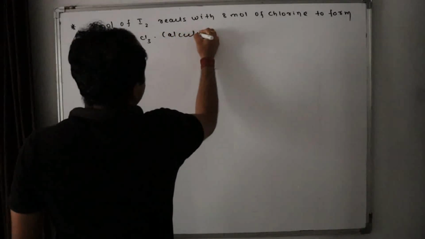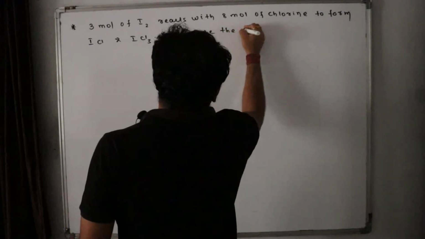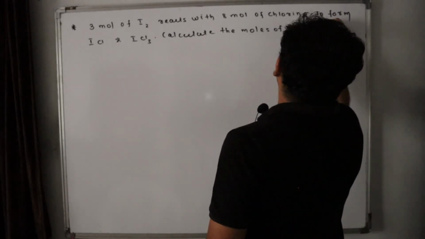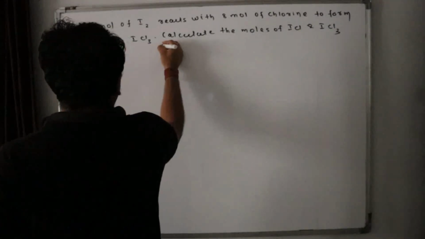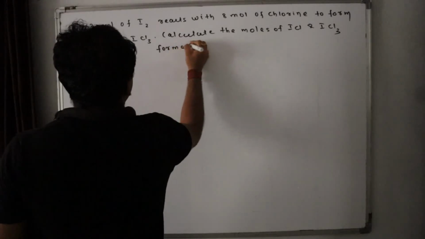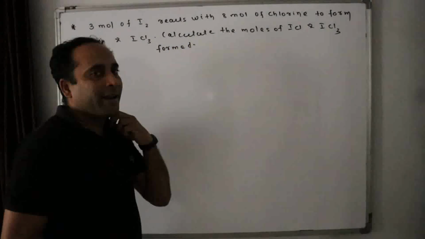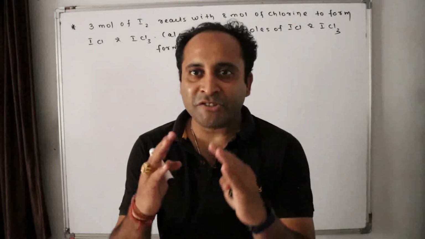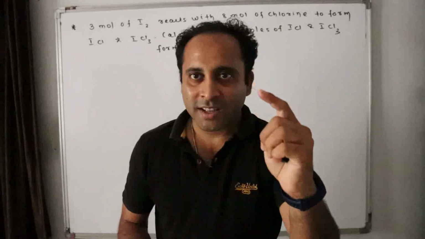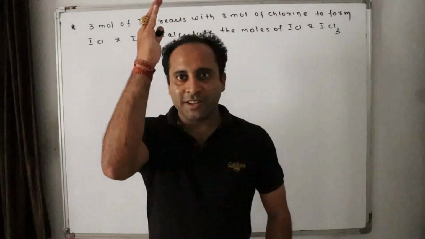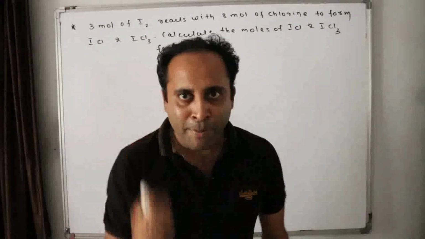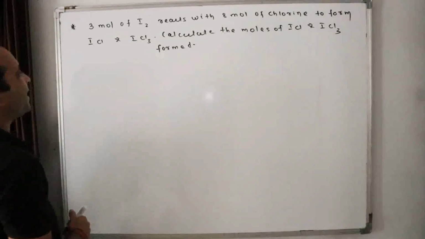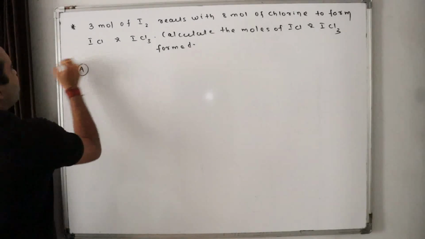Calculate the moles of ICl and ICl3 formed. How can I do it? How can I calculate the moles of ICl and ICl3 formed? Now pause this and try to solve it. Okay? On your mark, get set, go. Start solving. Pause. Back. 3 mole of I2 reacts with 8 mole of chlorine to form ICl and ICl3. Now, what is the first thing I will do?